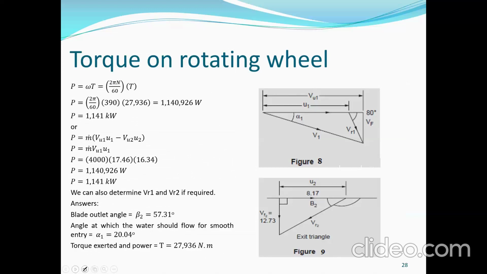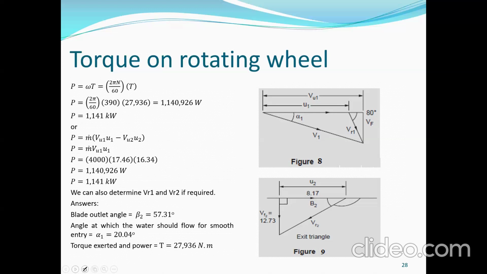Next, the power: W T is equal to 2 pi N over 60 times T, or 2 pi over 60 times 390 times 27,936, which is 1,140,926 watts. So P is equal to 1,141 kilowatts. Or P is equal to m dot times Vu1 times U1 minus Vu2, which is 4,000 times 17.46 times 16.34, also 1,140,926 watts or 1,141 kilowatts. So we can also determine Vr2 and Vr1 if required.